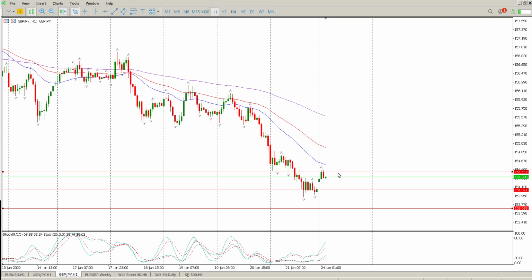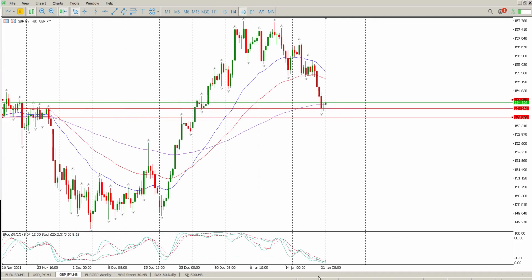So that is the level that we'd want. I'd want to see this price action during the European session. Stop losses above this high here of Friday, which is 154.791. So that's kind of the structure we've got, and your target at the moment is 153.693.